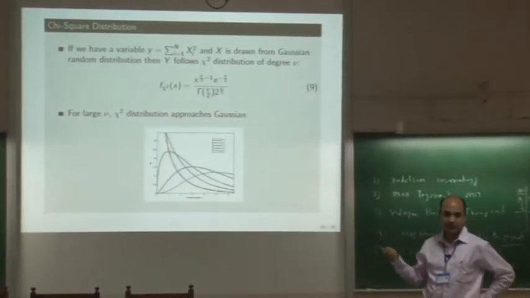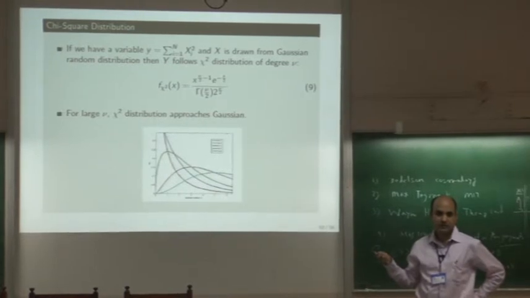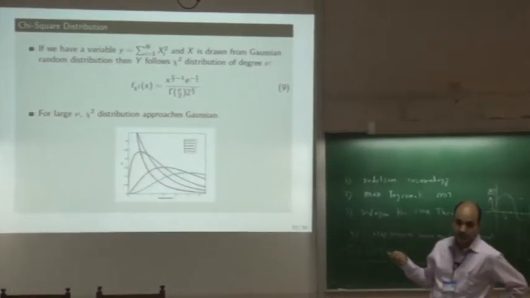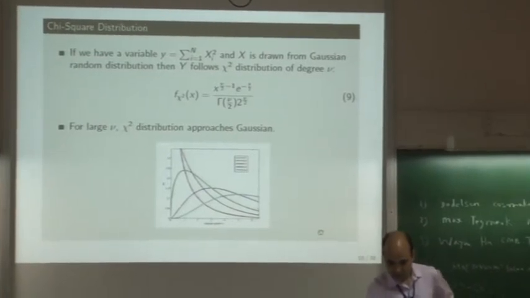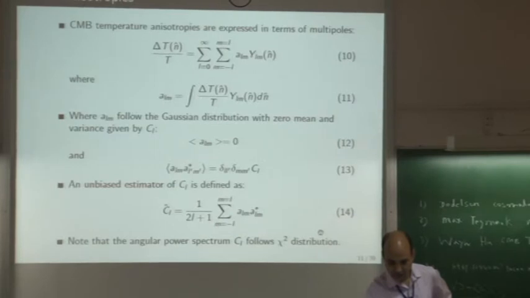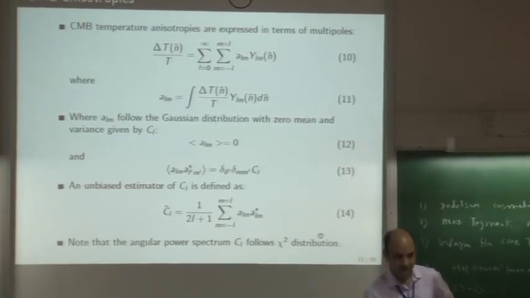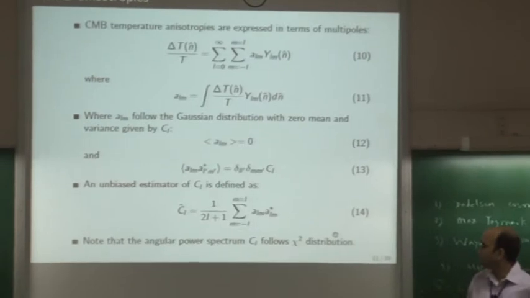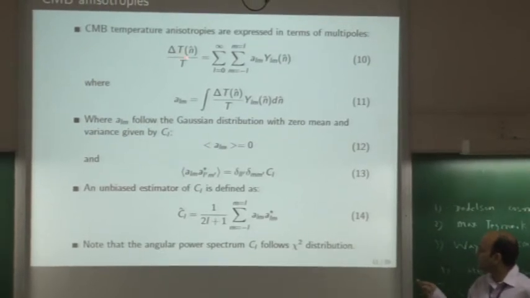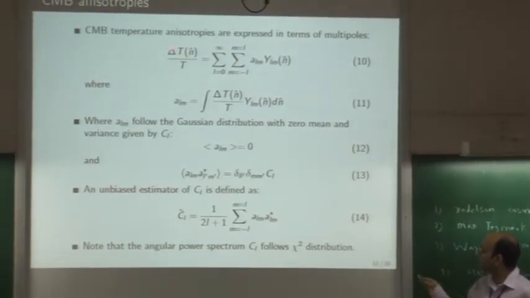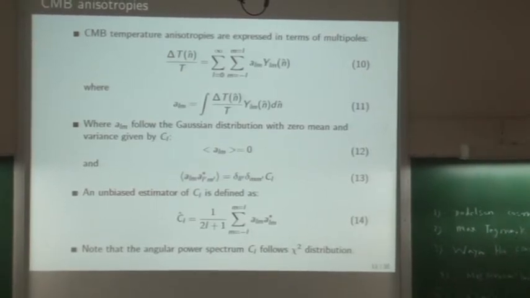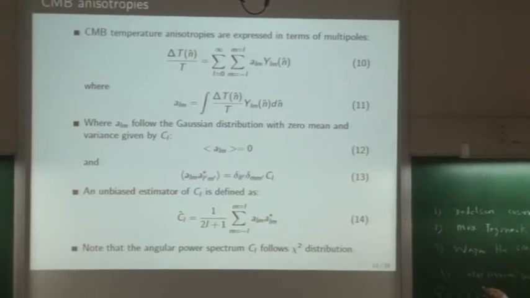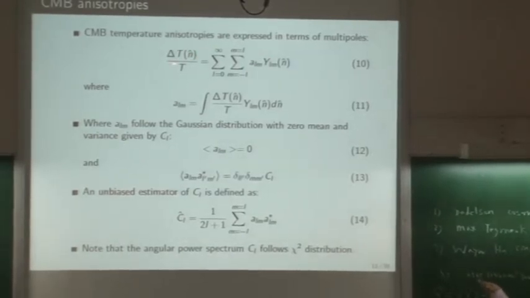So these xi will be standard random variables. I will again come back to this point, why I am discussing this thing, why it is relevant for CMB. I already explained that CMB anisotropies are characterized by delta T by T, the temperature fluctuation along the direction n hat. And these anisotropies can be decomposed into multipoles.